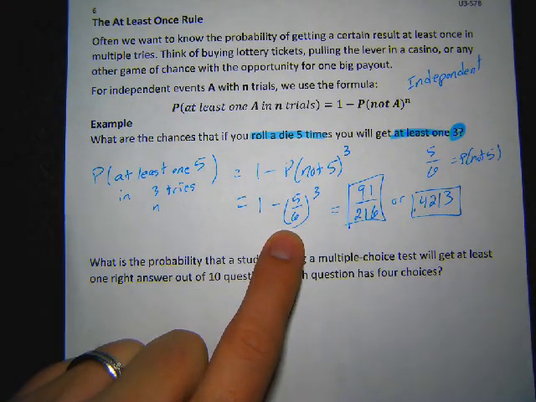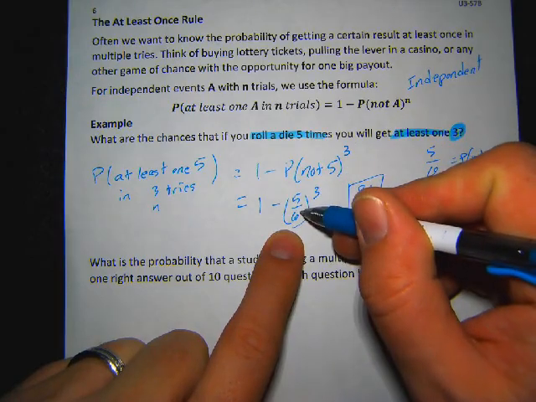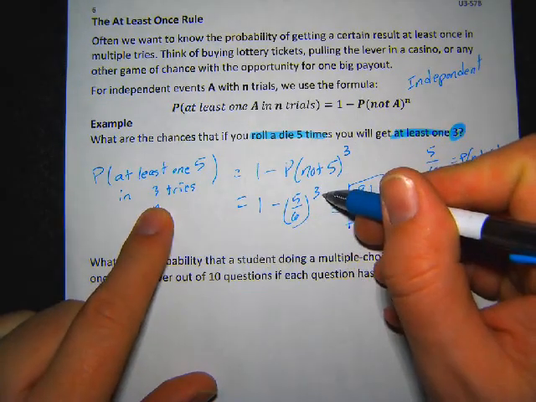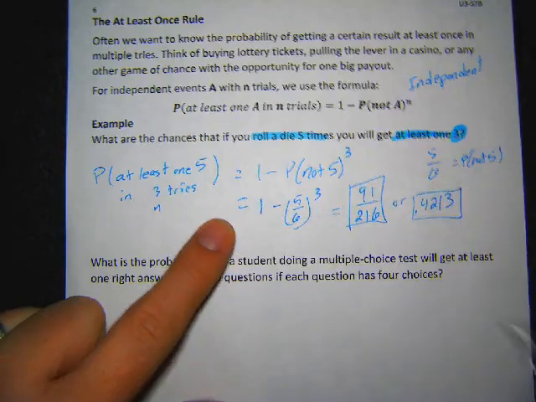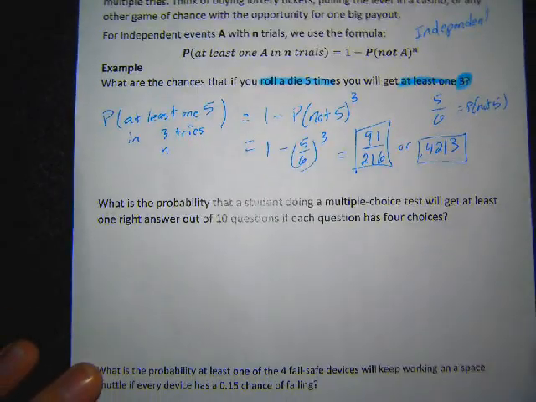Did you figure out what the chance of not getting a 5 are? 5 out of 6. Did you figure out the number of trials? Yep. And did you remember to subtract from 1? That's what I would be looking for. Okay, let's do another couple, and then we'll be done.